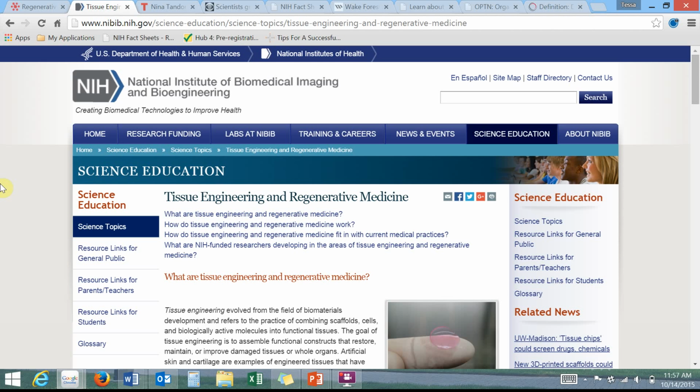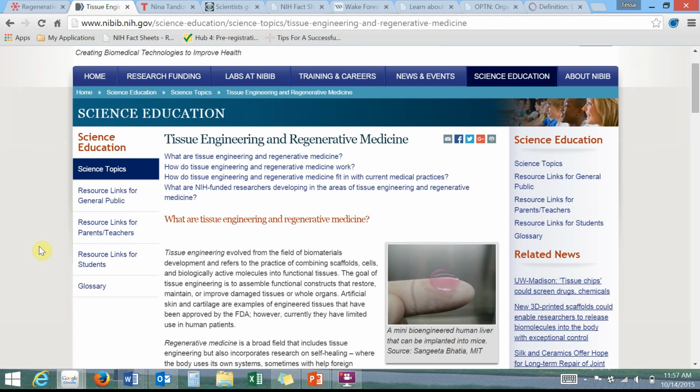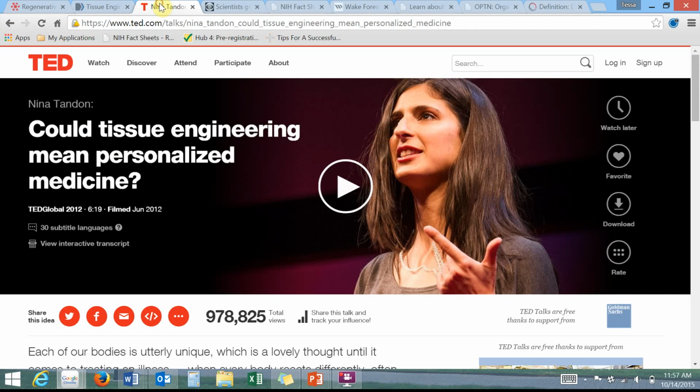According to the National Institute of Biomedical Imaging and Bioengineering, tissue engineering is the practice of combining scaffolds, cells, and biologically active molecules into functional tissues. A few examples of engineered tissues that have been approved by the FDA are artificial skin and cartilage. So now that you know what tissue engineering is, I'm going to explain how it actually works.